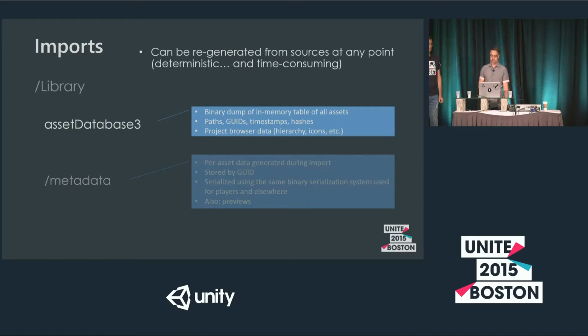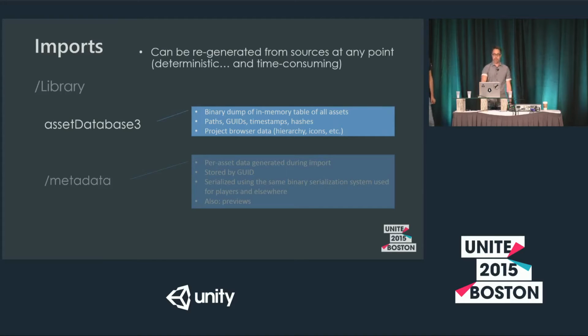The key file in there is called asset database 3 for some weird historic reason that no one still knows about, probably Joe. It's a Unity serialized file that is just a flat dump of all the assets, the information about all the assets that are in your project.